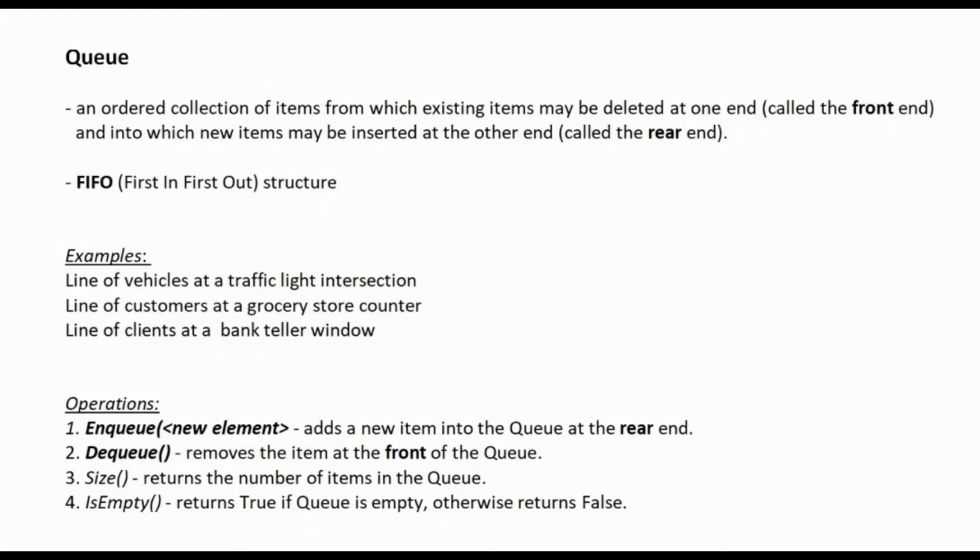This time we're going to discuss the third data structure, queue. Queue is an ordered collection of items or elements from which existing items may be deleted at one end, called the front end of the queue, and into which new items or elements may be inserted at the other end, which is called the rear end of the queue. And now a queue is just like the stack. It's like a vector array with two ends, like this one here, the vertical structure or the horizontal structure.